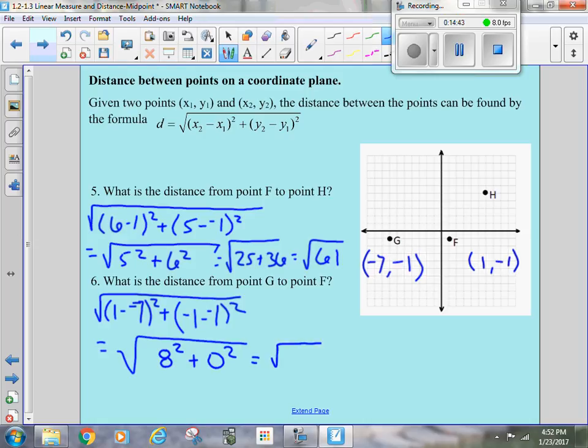So that gives us the square root of 8 squared, which, as some of you might know and be able to go straight to, is just 8. But I'm going to write the square root of 64, and then that goes back to 8. And then notice that our y values here are the same. So this is kind of the same thing as going on a number line. You're just going straight across, and you can see that that's 8 units.